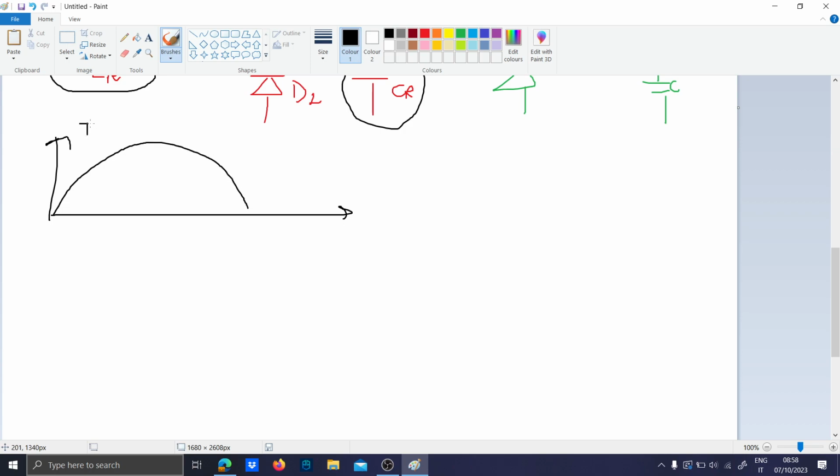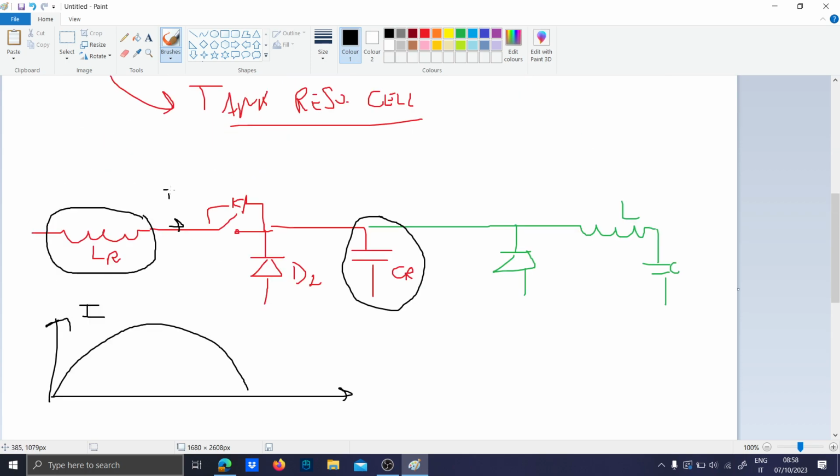This is the current I, which is flowing to the diode. And if you put the diode D1 in series with the MOSFET, you will obtain a half wave, quasi resonant switching. If you put the diode in this way, like it is, because you have the body diode of the MOSFET, you have a full wave. So we will study the full wave, which is the complete topology.